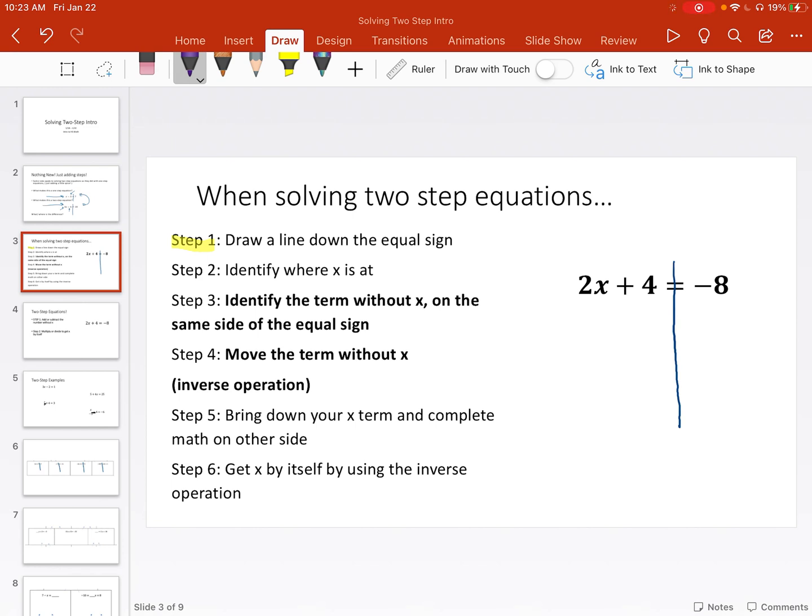Step two is identify where x is at. Again, I know x is right here. It's going to be on my left side. So I'm going to focus on this left side because I want to get everything off this left side besides that x.